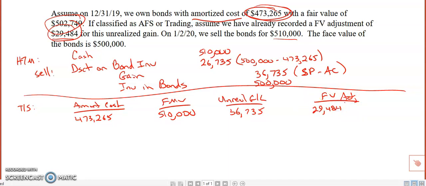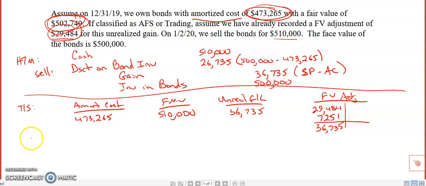How did I know that was a debit balance? Let's think about that for a second. If you look up here, the fair market value when we did that, 502,749, is greater than the amortized cost. So that's a good thing. That's a debit to the fair value adjustment account, which is a companion account with the investment account. Now we're saying the ending balance needs to be 36,735 because it's gone up even more. So how do we get there? Well, we need to increase it by 7,251.